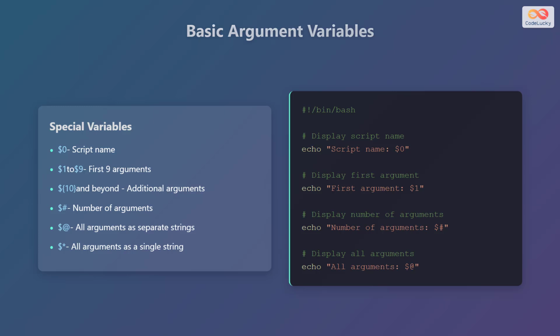Here's an example script. The first line, #!/bin/bash, specifies the interpreter for the script. The echo command displays the script name using $0. Similarly, it displays the first argument using $1 and the number of arguments using $#. Finally, it displays all arguments using $@.